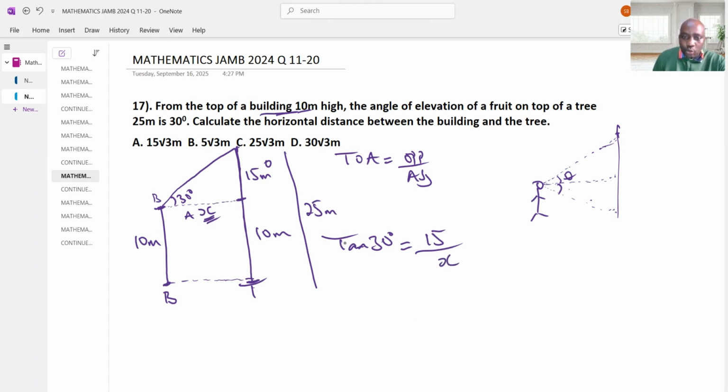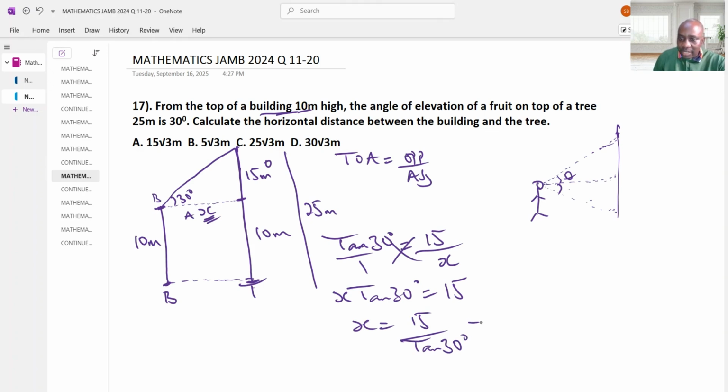The next thing we are going to do is cross multiply. This one multiplied by this gives x tan 30. 1 multiplied by 15 gives us 15. Therefore, x is going to be 15 over tan 30 degrees. What is tan 30 degrees? If you press the calculator, it's going to give us 0.577. But we are going to look for our answer in surd form. It's the same thing as 1 divided by square root of 3. It's going to give you the same thing.